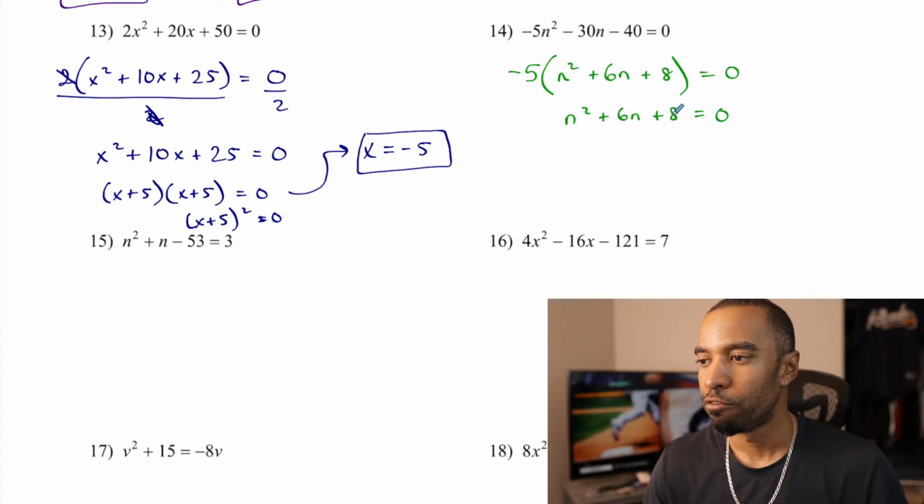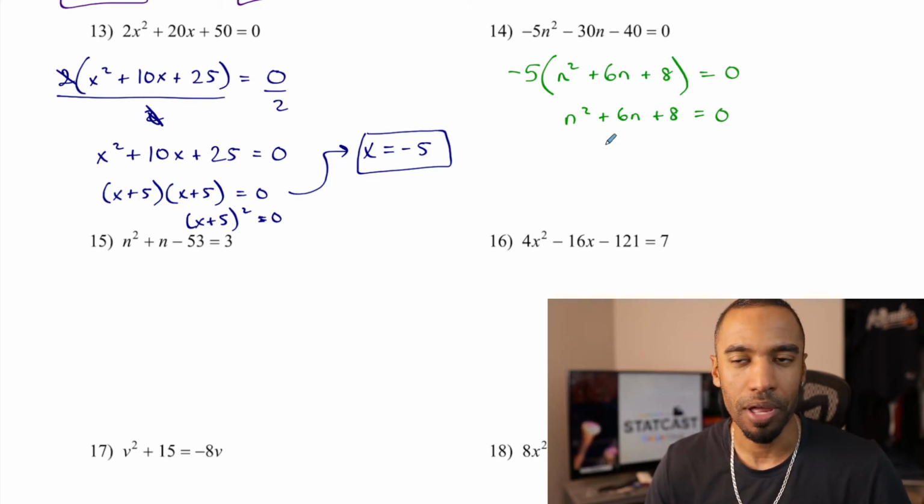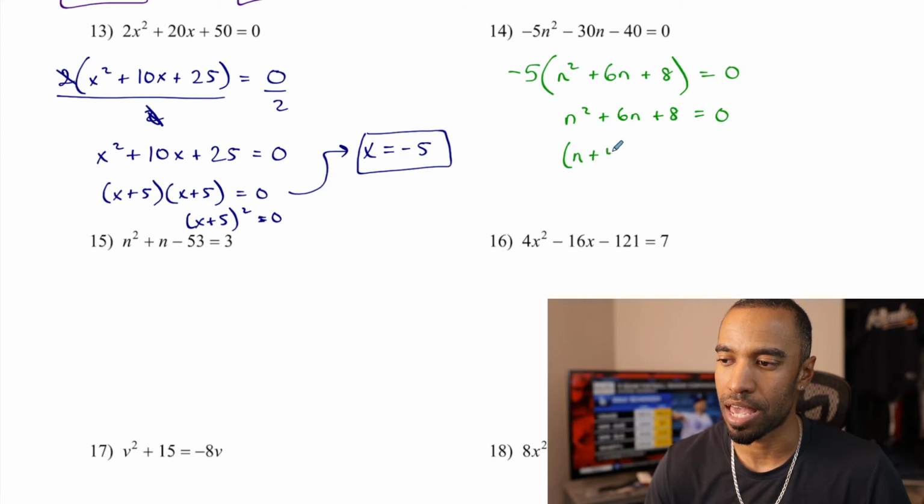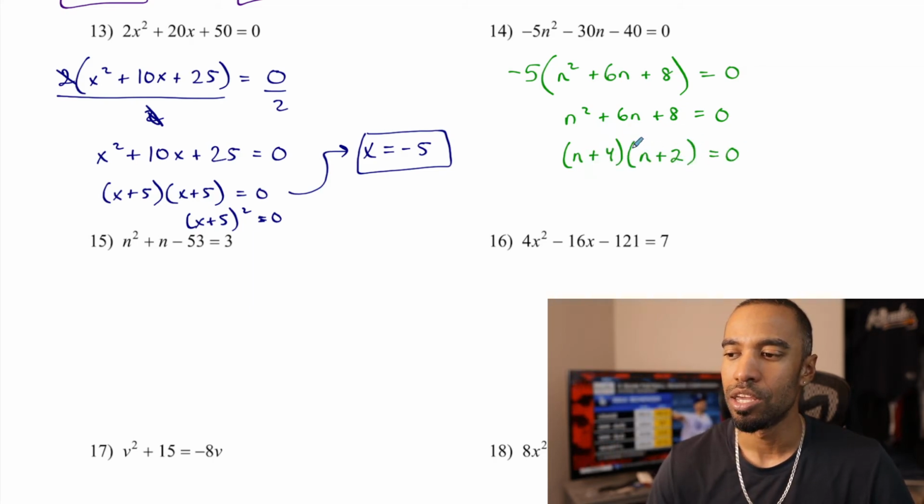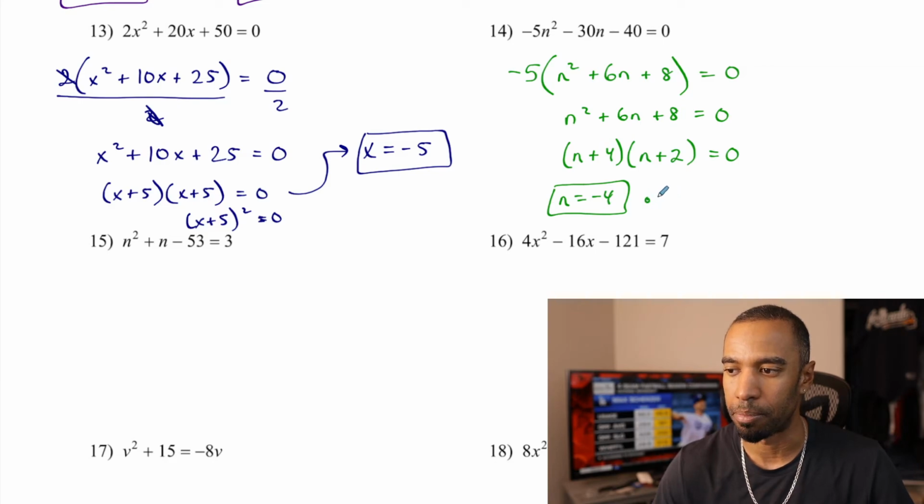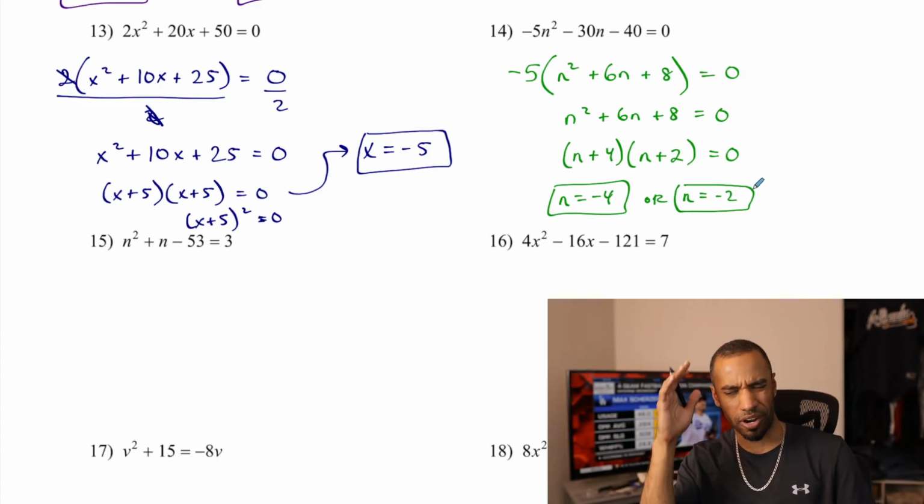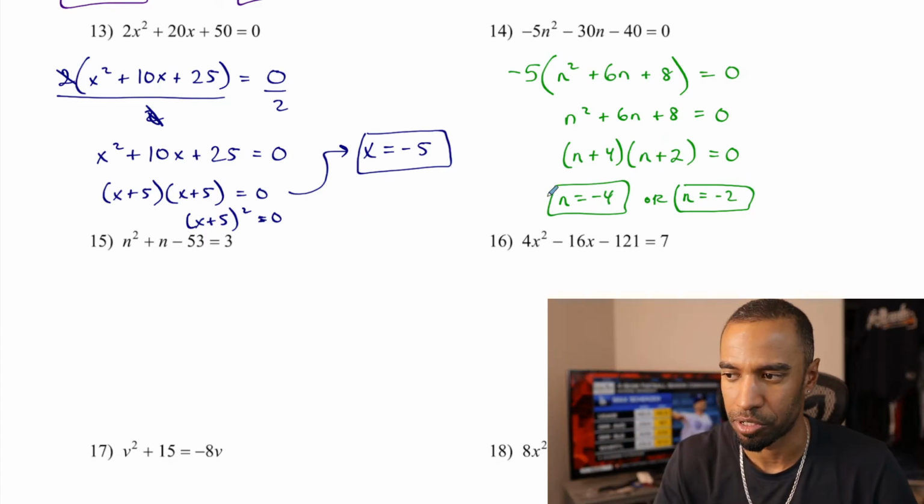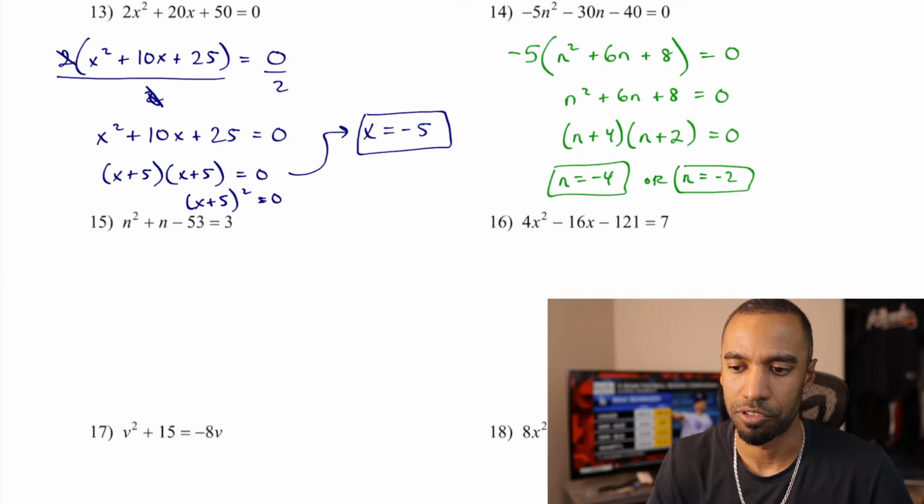Anyway, 4 times 2 is 8, 4 plus 2 is 6. So that becomes n plus 4 times n plus 2. I've created my product. Using the zero product property, we can therefore deduce that either n equals negative 4, remember, opposite, or n equals negative 2. So those are your two answers there. n plus 4 equals 0, n is negative 4; n plus 2 equals 0, n equals negative 2.